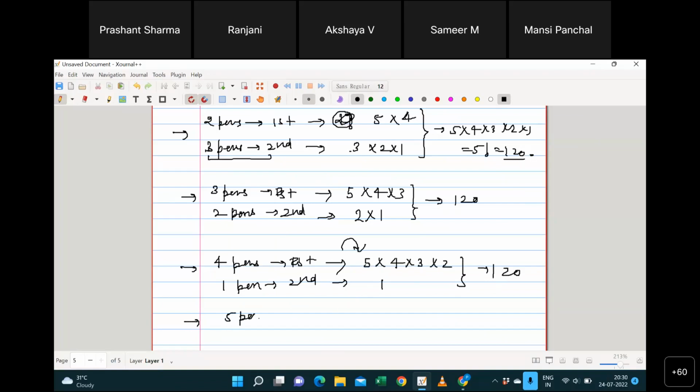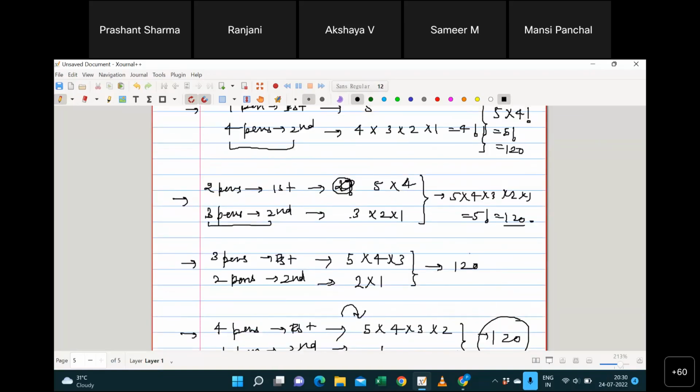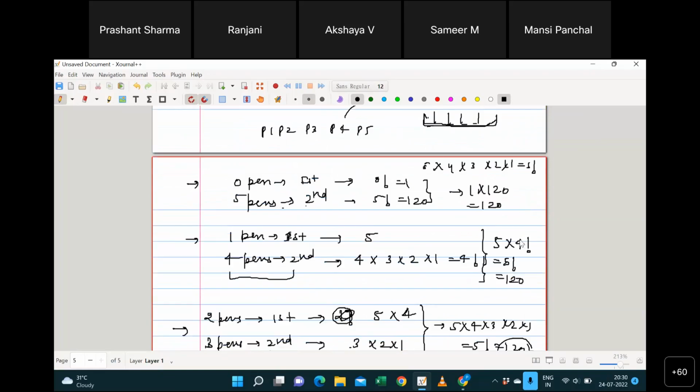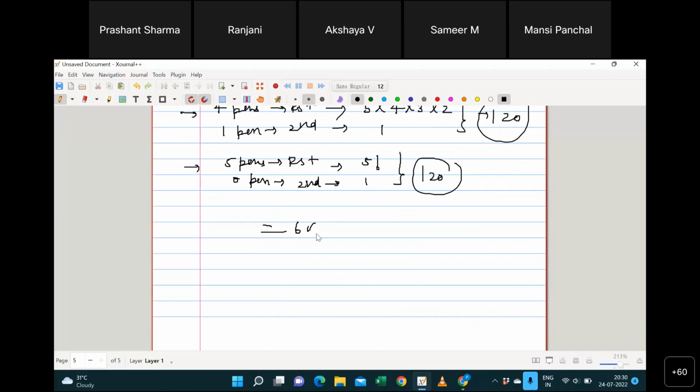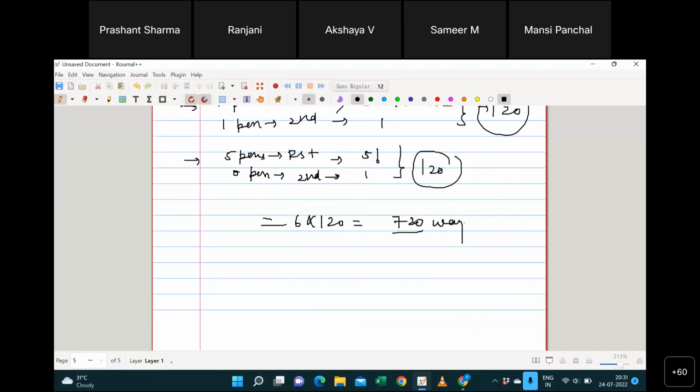Similarly, 5 pens in the first and 0 pen in the second box. It will be 5 factorial into 1, that means again 120. So in the end, how many ways will you get? 6 times 5 factorial, that means 6 times 120, which is 720, right? Okay, great. So you got the concept? Yes, yes.